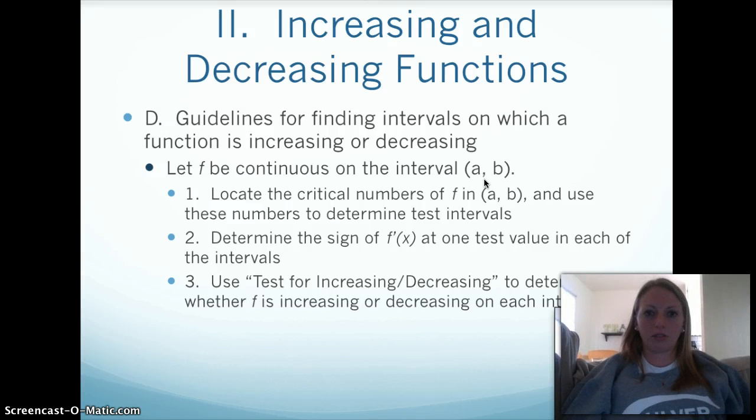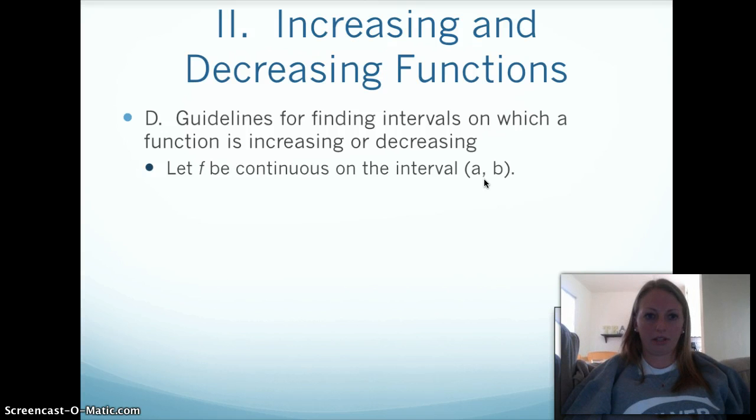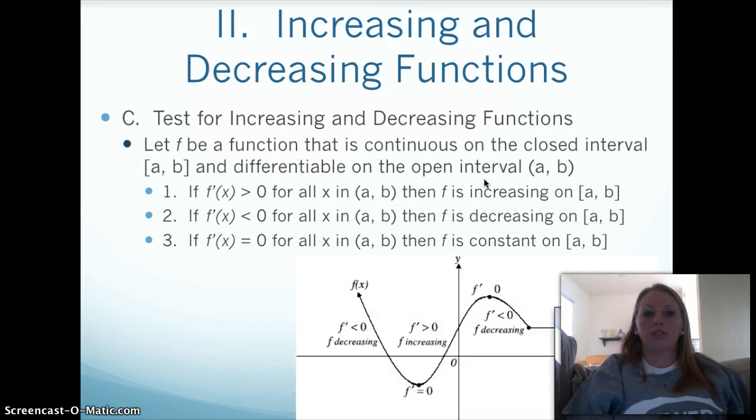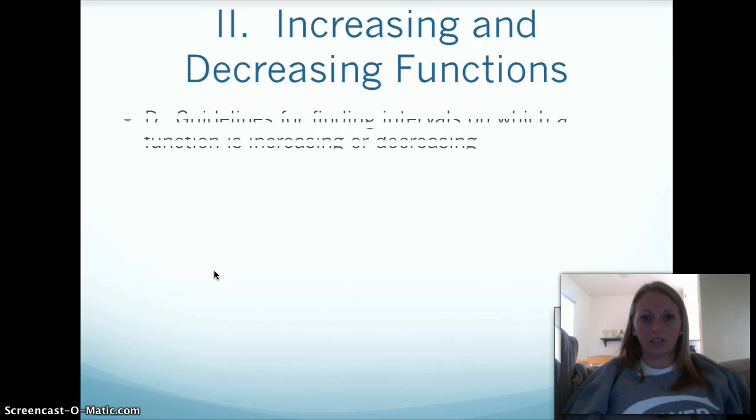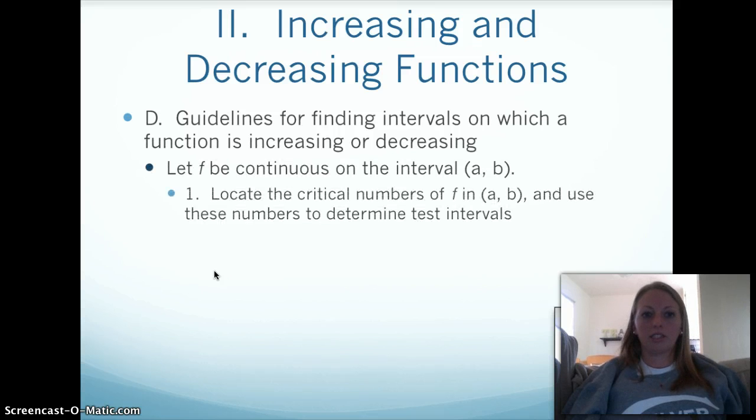And that test was from the previous page. I'm going to go back really quickly. Right here. If the derivative is greater than 0, then that means it's increasing. If your derivative is less than 0, then that means it's decreasing. And if your derivative at that point is equal to 0, then it's constant. It's not doing either. So you would look and see what you get, positive, negative, or equal to 0, for each of those points. So again, our guidelines.